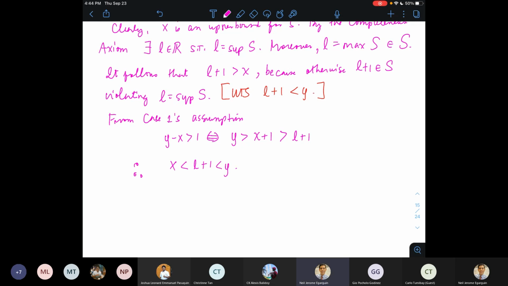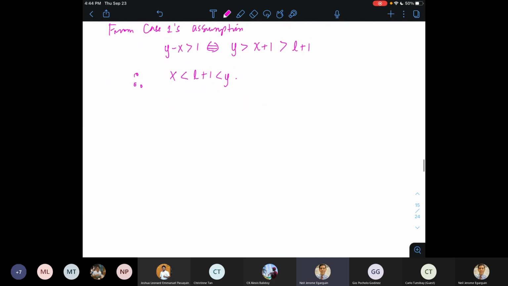And we have proven the density property at least whenever the difference between Y and X is greater than 1. But there is a missing case. Meron pa tayong mga hindi na cover sa case 1, which is basically the case when Y minus X is less than or equal to 1. Okay. So, ito yung gagawin kong assumption dito, for case 2.